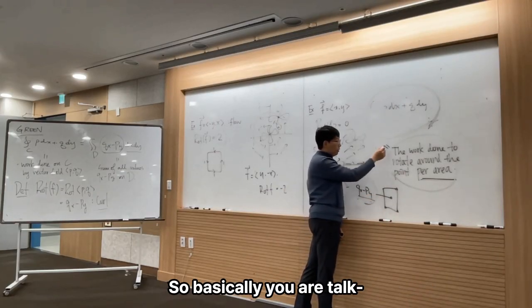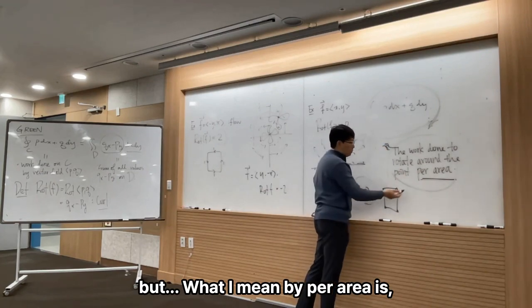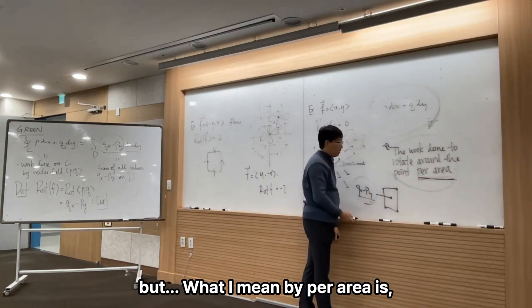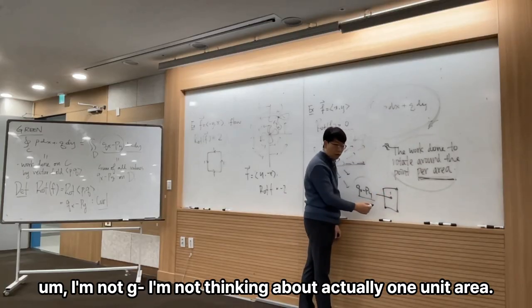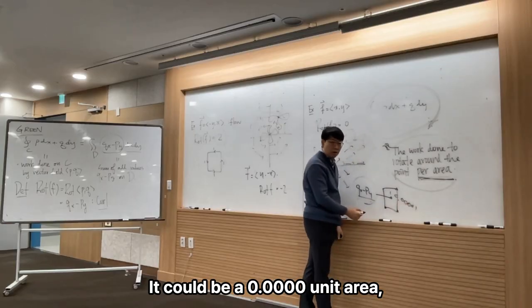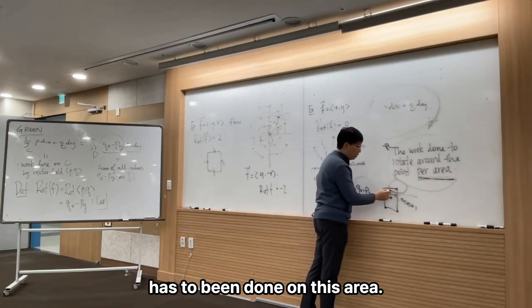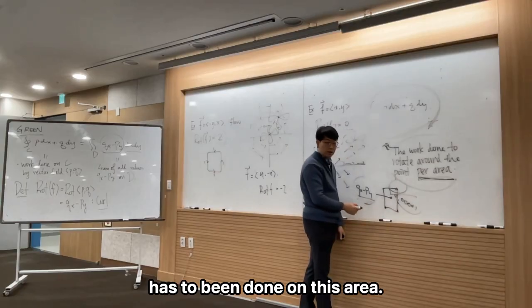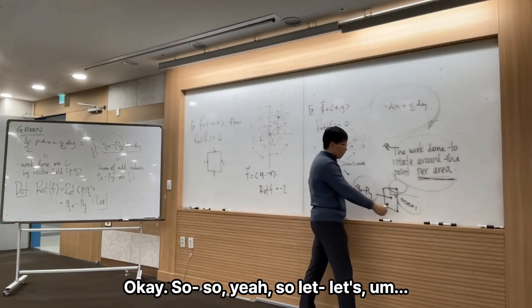Basically, we are talking about approximate work, but what I mean by per area is that I'm not thinking about actually 1 unit area. It could be a 0.0000 unit area, but still I'm trying to get the ratio, how much work has to be done on this area. So this ratio will always be approximately equal to this.